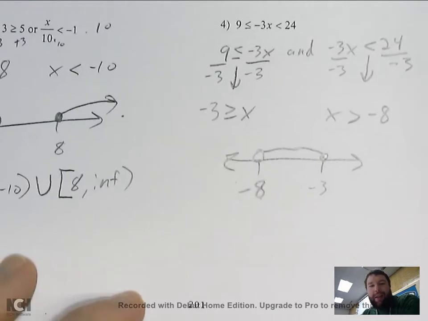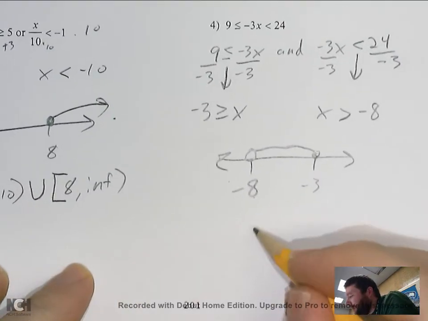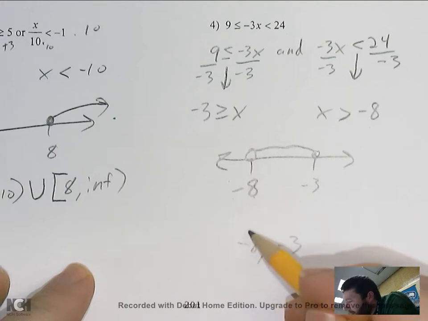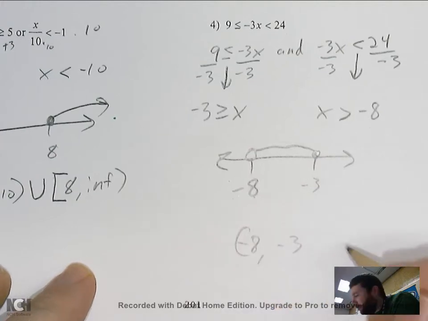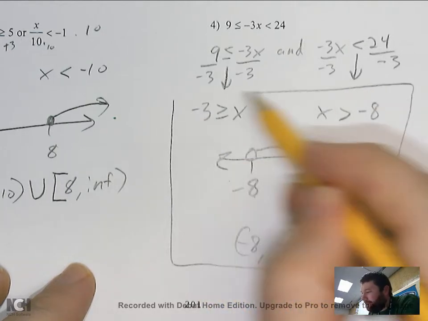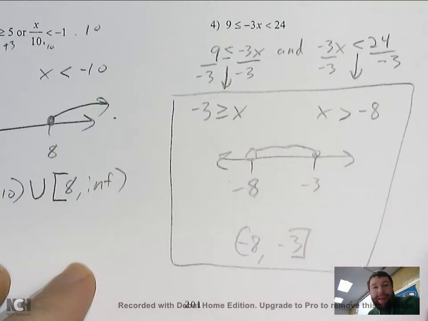Okay, and then the last thing we do is our interval notation. So least number is negative 8. Greatest number is negative 3. Be a parenthesis on negative 8 and a bracket on negative 3. And that would be your answers. Okay, not too tough so far, right? Let's do some more.